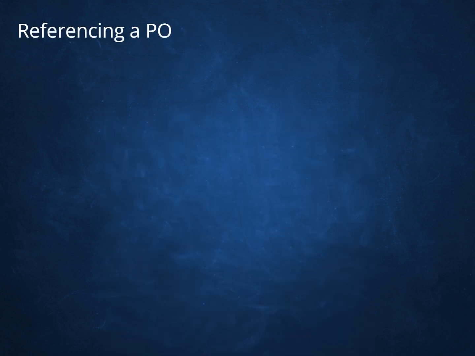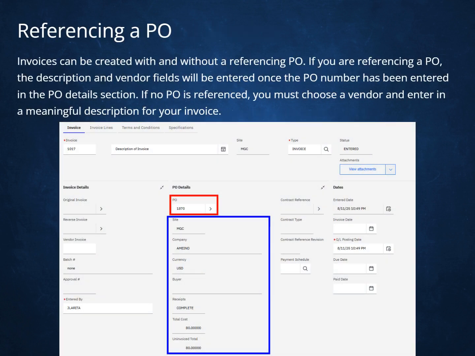Referencing a PO. Invoices can be created with and without a referencing PO. If you are referencing a PO, the description and vendor fields will be entered once the PO number has been entered in the PO Details section. If no PO is referenced, you must choose a vendor and enter in a meaningful description for your invoice.